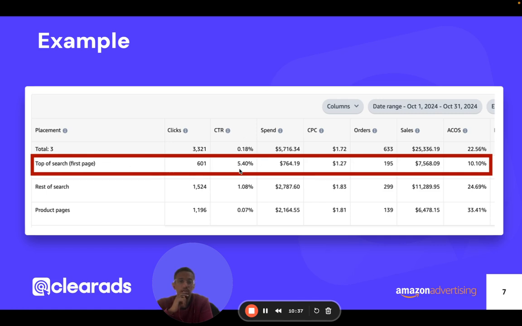So you can see straight away here the click-through rate, which is the percentage of people who make the search to actually making a click onto that product to look more in depth into that product, is a lot higher on top of search compared to rest of search and product pages. So again, campaign structure is going to be really important here when you're making these decisions as to where to increase your budgets.